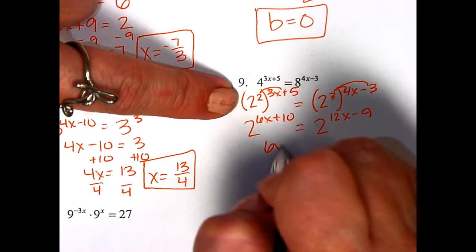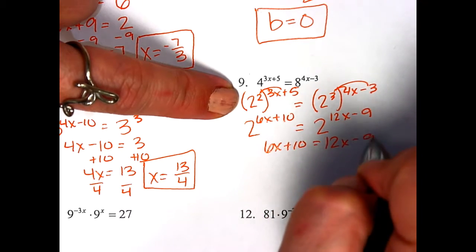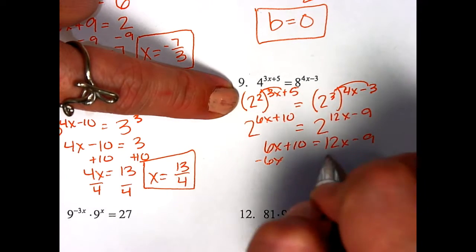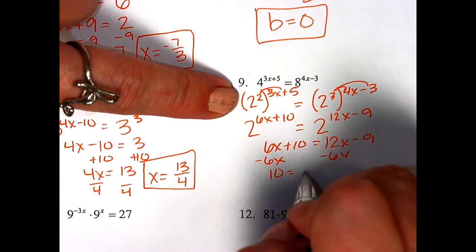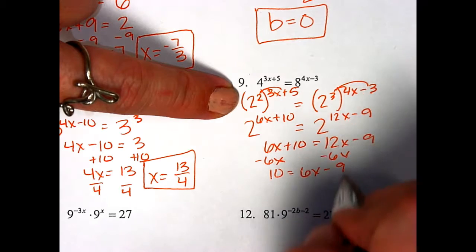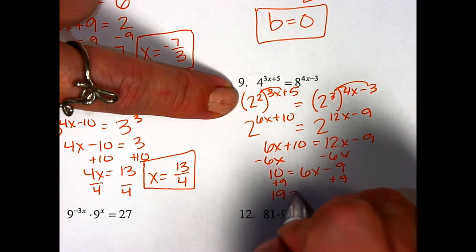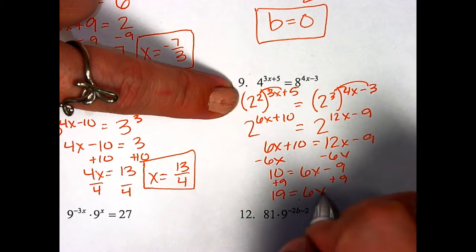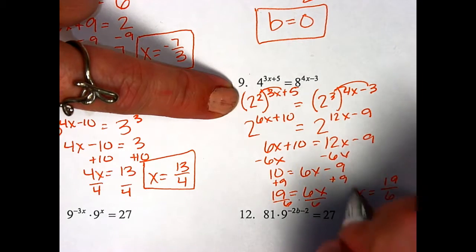So then I have 6x plus 10 equals 12x minus 9. So I'm going to subtract 6x. So I have 10 equals 6x minus 9. Add 9. 19 equals 6x. Divide by 6. So x equals 19/6.